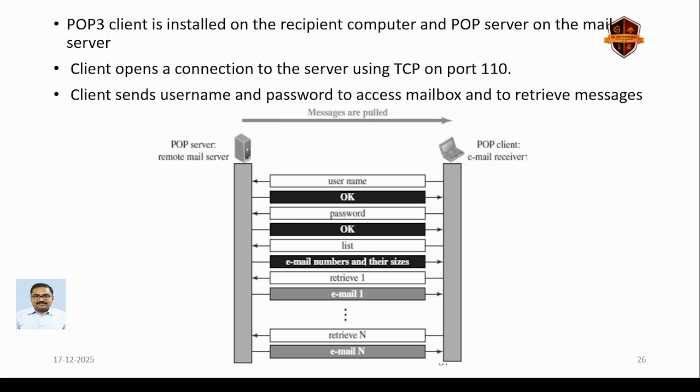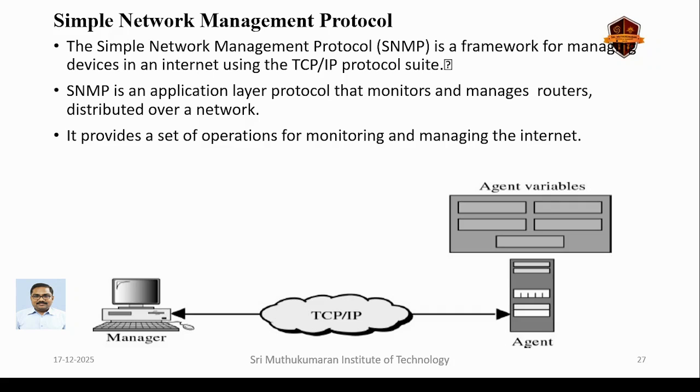Now we can see here in POP3, the client is installed in the recipient computer as well as the server. So the client as usual will open the connection, and the client will log in using the username and the password. When it is okay, we can start preparing the email, and it will be sent to the server, that is, a remote mail server. So this is how POP3 works.